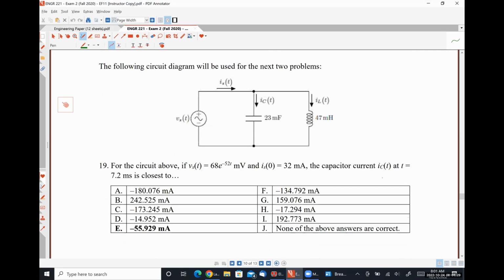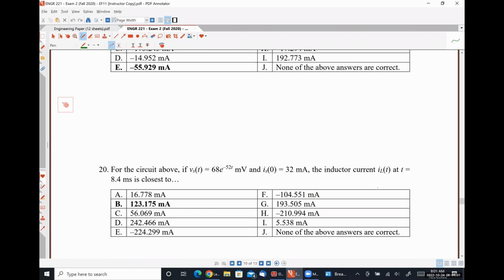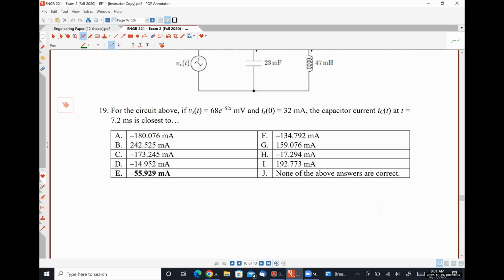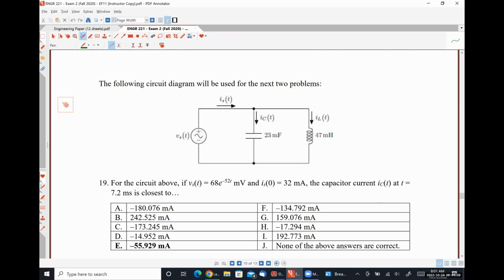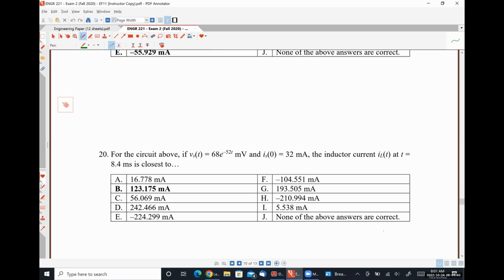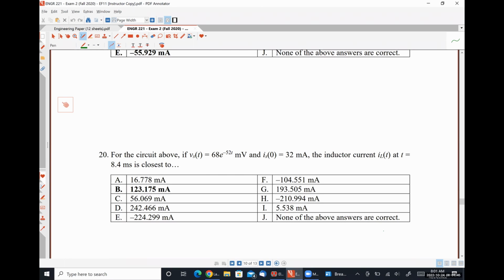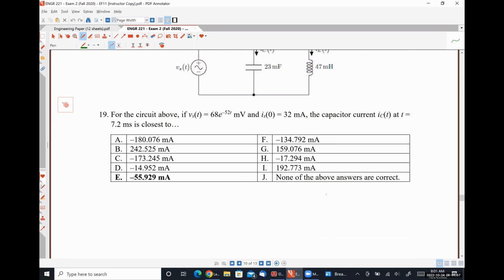All right, so let's see, number 20. This is very similar to homework 12, problem 5. In number 20 in particular, we are asked to find the inductor current IL at t equal to a very specific point in time.